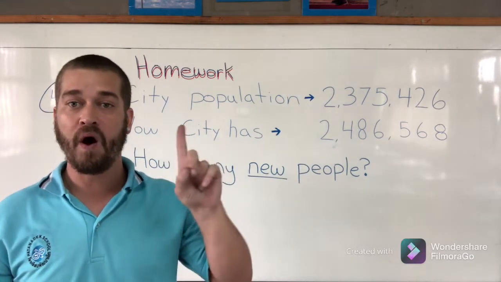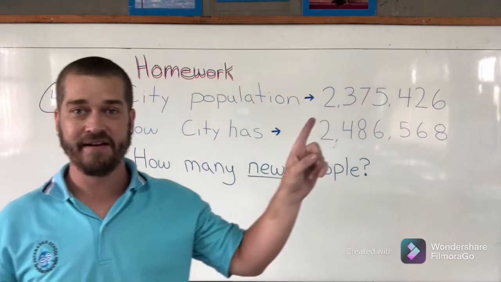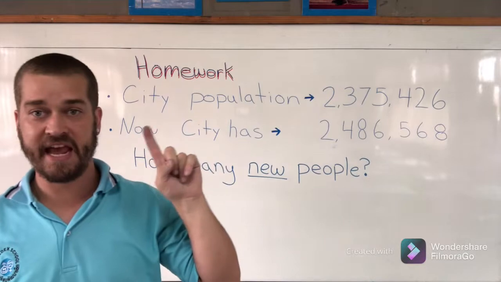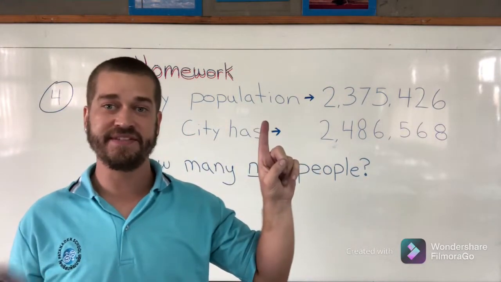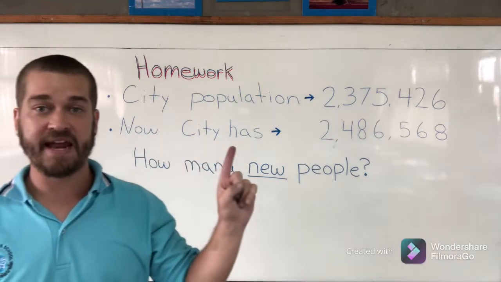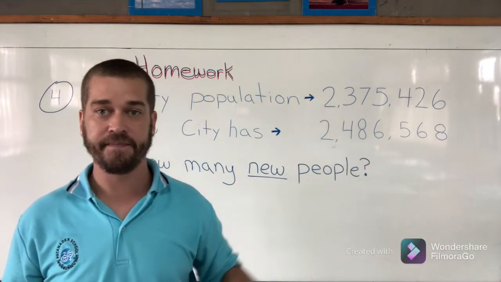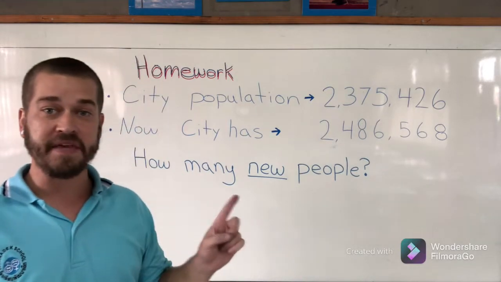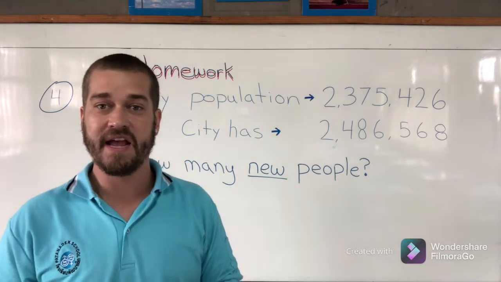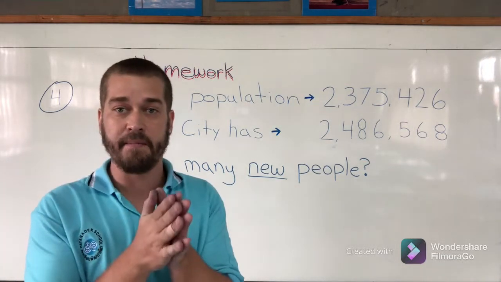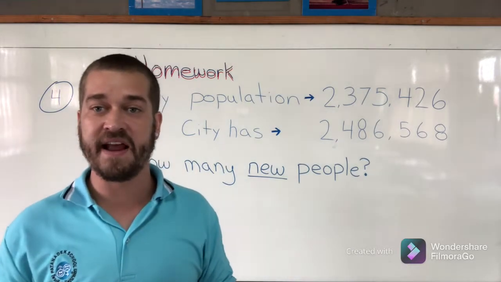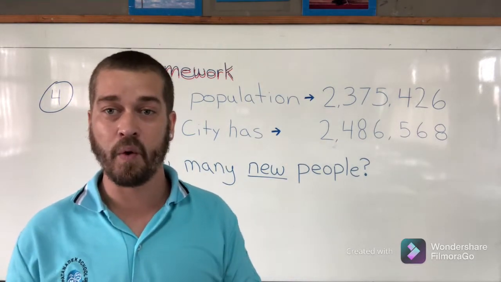So number 4, a city's population, let's say Khon Kaen. Khon Kaen 1 year ago had this many people living there. So they used to have this many people. Now Khon Kaen has this many people. So how many people are new? So what we look at here is an old number and the new number, and it wants to know the difference.